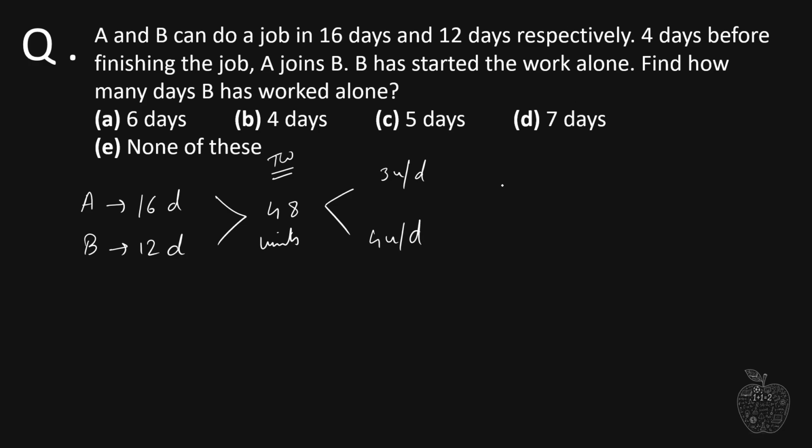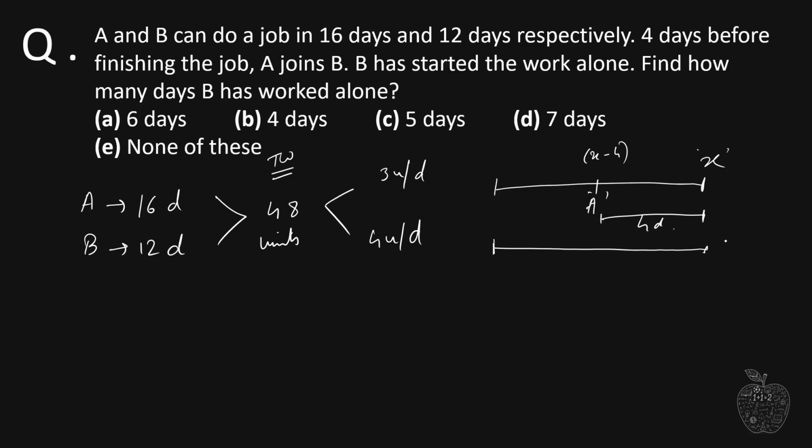Alright, now 4 days before finishing the job. Now pay attention, 4 days before finishing the job. So let's say the total job finishes in X days, okay, and 4 days before finishing the job, that means on the X minus 4th day, A joins in, right? That means A works for how many days? A works for 4 days here, okay, and B has started the work alone. So that means B was there from the beginning, from the start to the end. So B worked for X days.